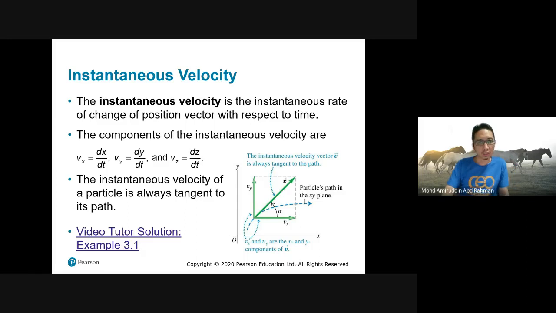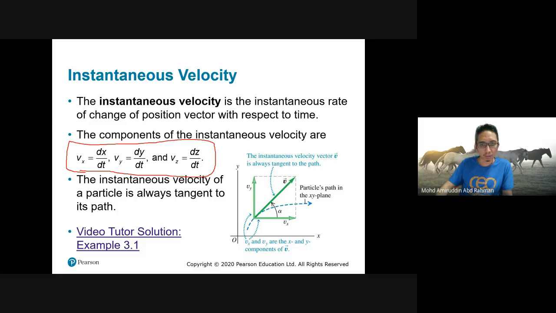The instantaneous velocity is the instantaneous rate of change of the position vector with respect to time. The components of this instantaneous velocity are given by this. In three dimensions, you have Vx, Vy, and Vz.